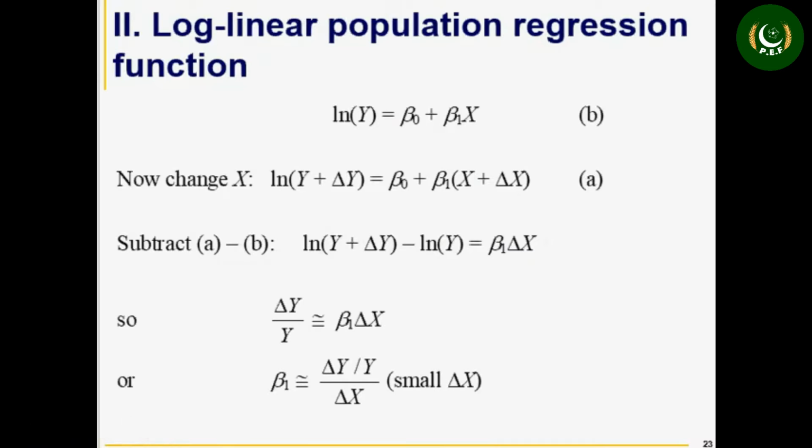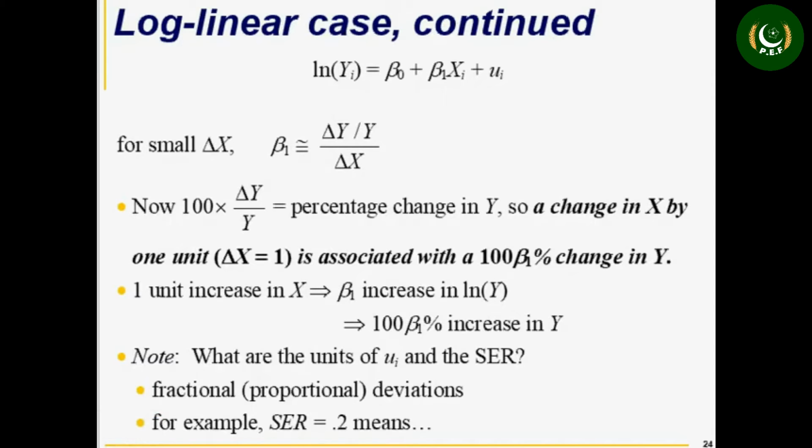Log of y equal to beta 1 x: its interpretation will definitely change. It is the percentage change in y divided by the change in x, and that means a change in x of 1 unit will lead to a 100 beta 1% change in y. You can look into these bullets and understand it.